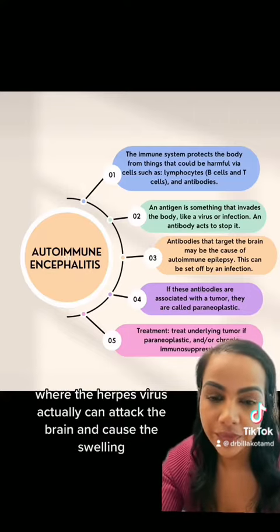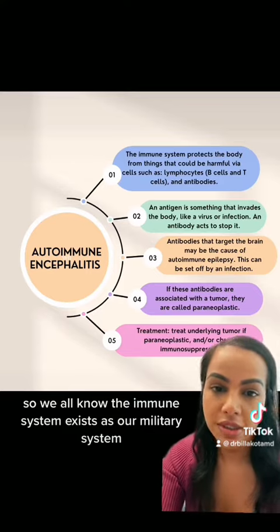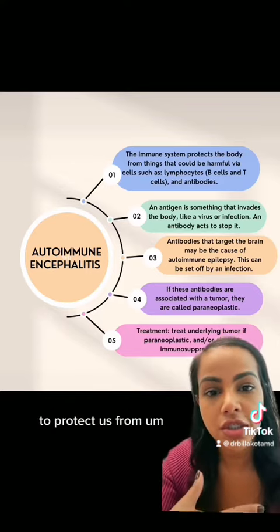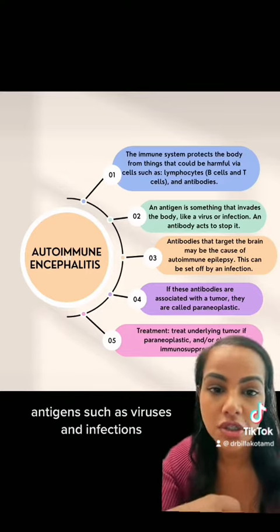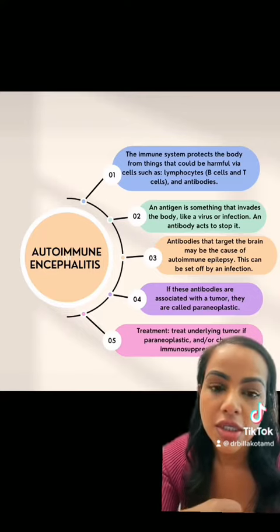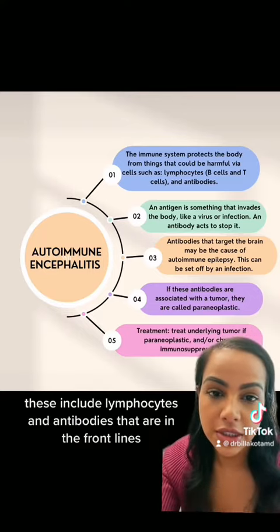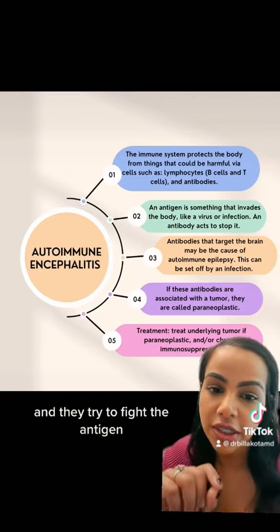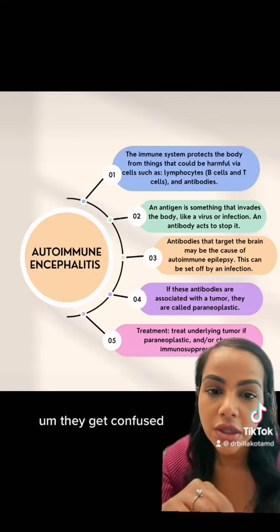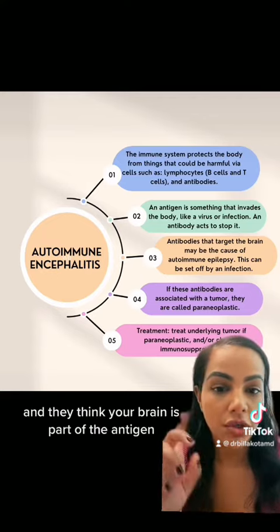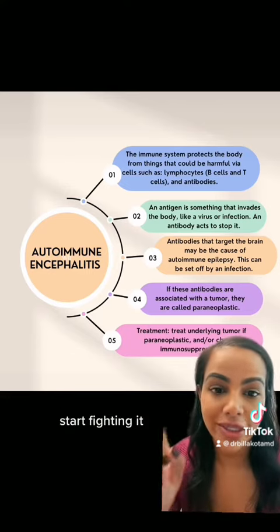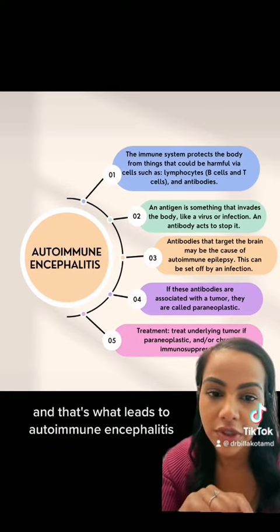So we all know the immune system exists as our military system to protect us from antigens such as viruses and infections. These include lymphocytes and antibodies that are on the front lines and they try to fight the antigen. Every once in a while, they get confused and they think your brain is part of the antigen and start fighting it, and that's what leads to autoimmune encephalitis.